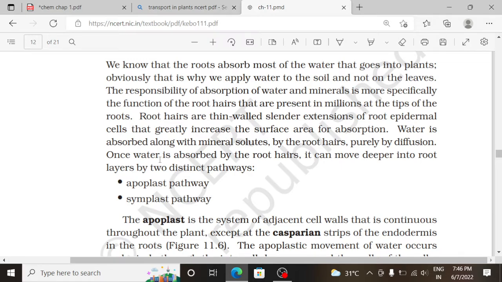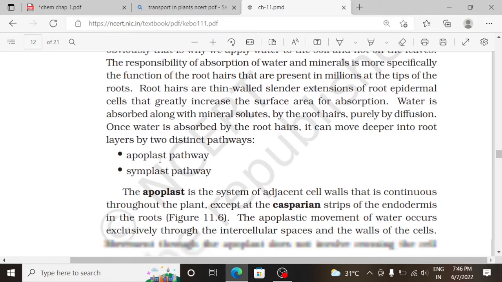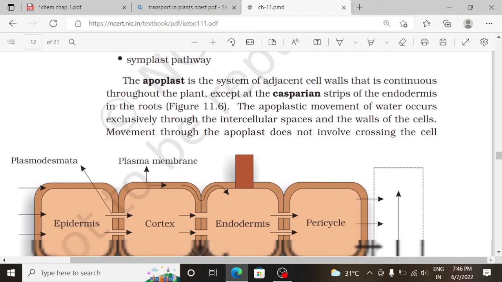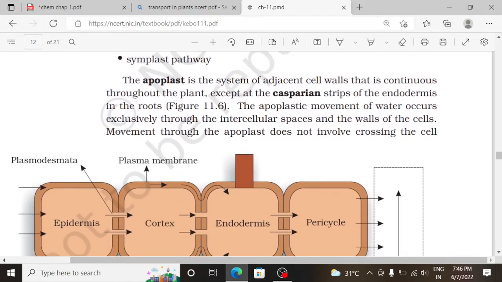Once water is absorbed by the root hairs, it can move deeper into the root layers by two distinct pathways. First is the apoplast pathway, second is the symplast pathway. The apoplast is the system of adjacent cell walls that is continuous throughout the plant, except at the Casparian strips of the endodermis in the roots. The apoplastic movement of water occurs exclusively through the intercellular spaces and the walls of the cells.